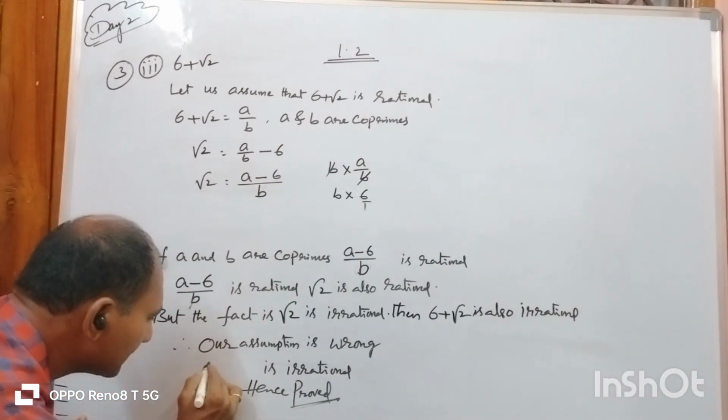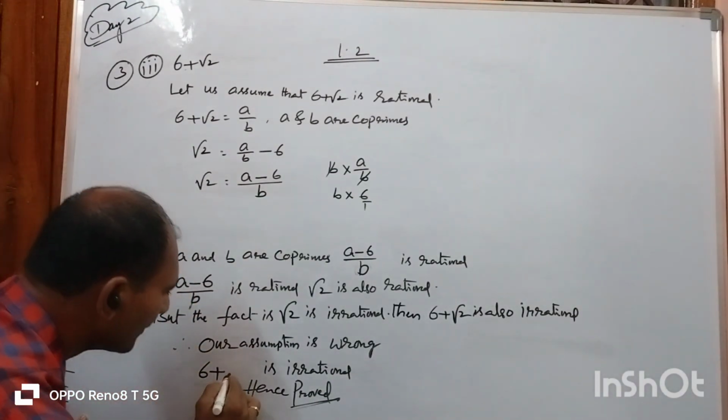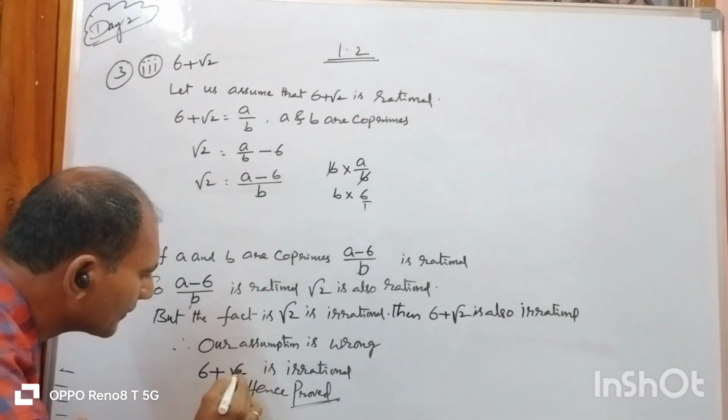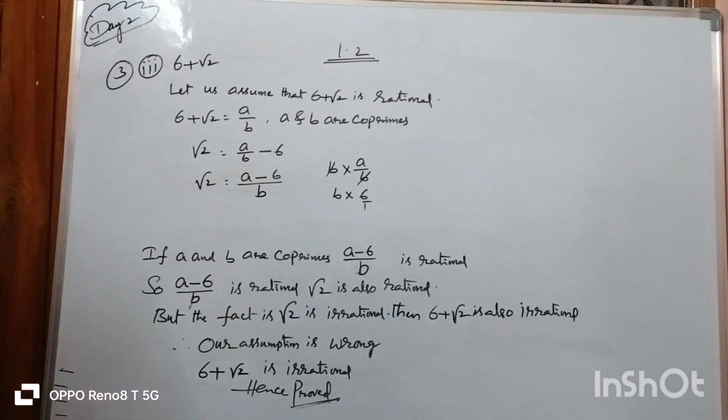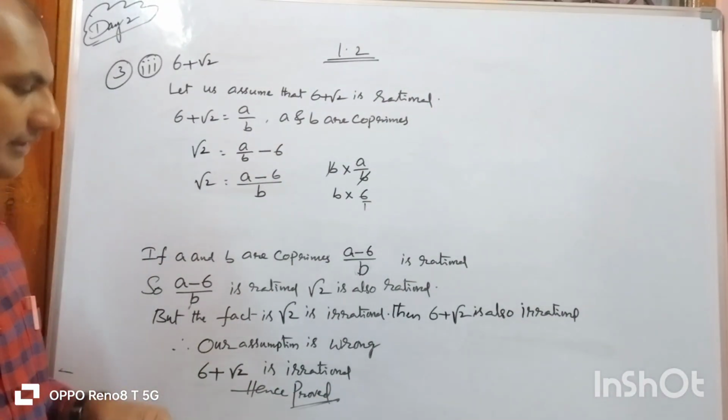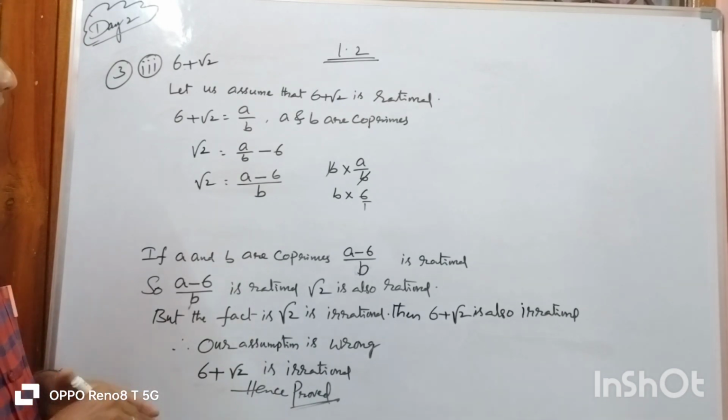6 plus root 2 is irrational. Hence proved. Okay, this is the first chapter completed up to now.